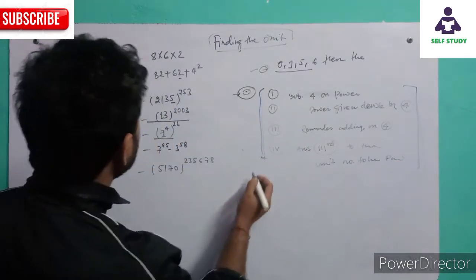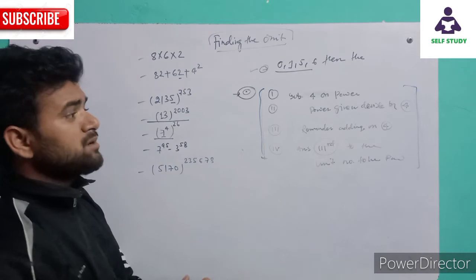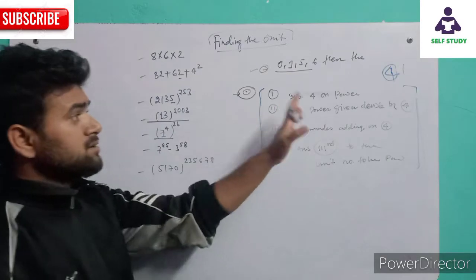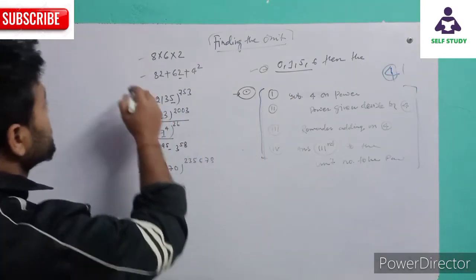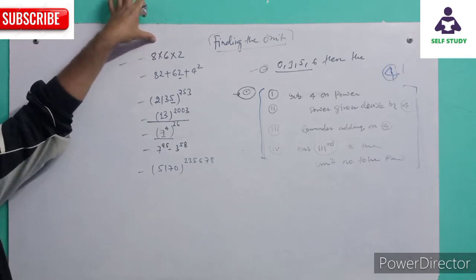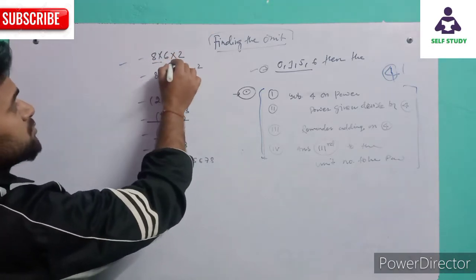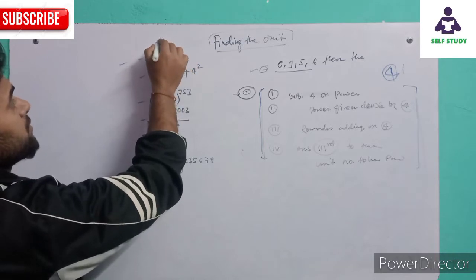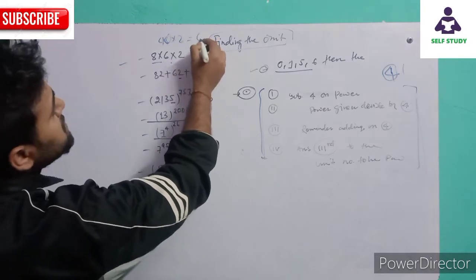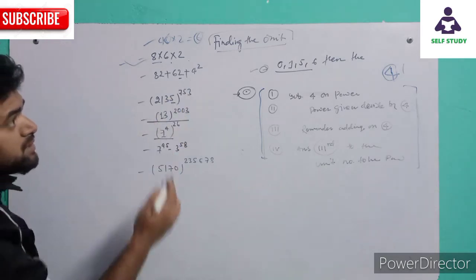So let us take some more examples for finding the unit digit. You have to remember that 4 plays a very crucial role in finding the unit digit. Let us take 8 into 6 into 2. The first step is to multiply: 8 into 6 is 48, into 2 means 8 into 2, so the unit digit is 6. This is very simple.